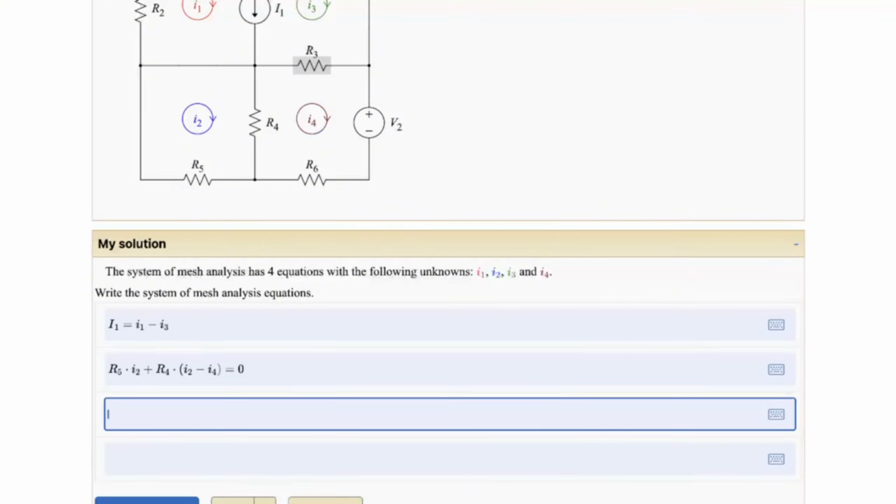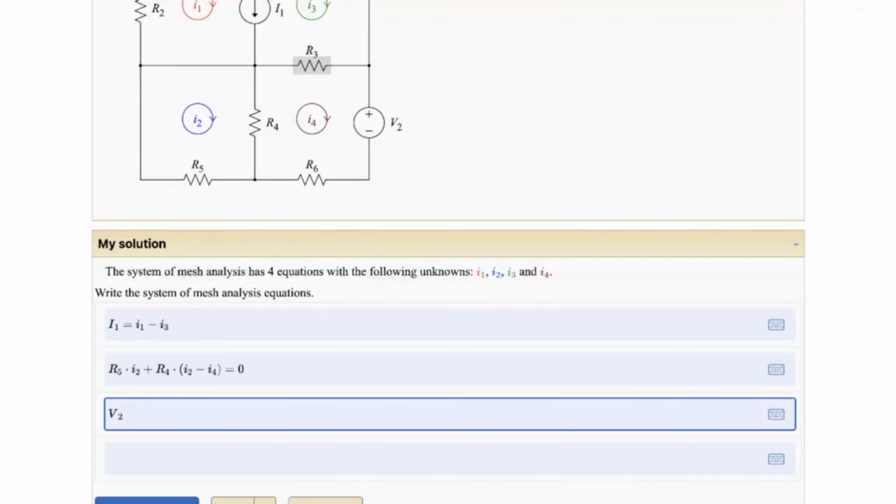Now let's look at the bottom right mesh current, I4. Let's start with the voltage source on the right. And to find the voltage across that, we've got to look at what direction I4 is moving. And it is moving counterclockwise, which means it's going to hit the positive terminal of V2 first, and then the negative terminal. So the voltage across that is going to be a positive V2.